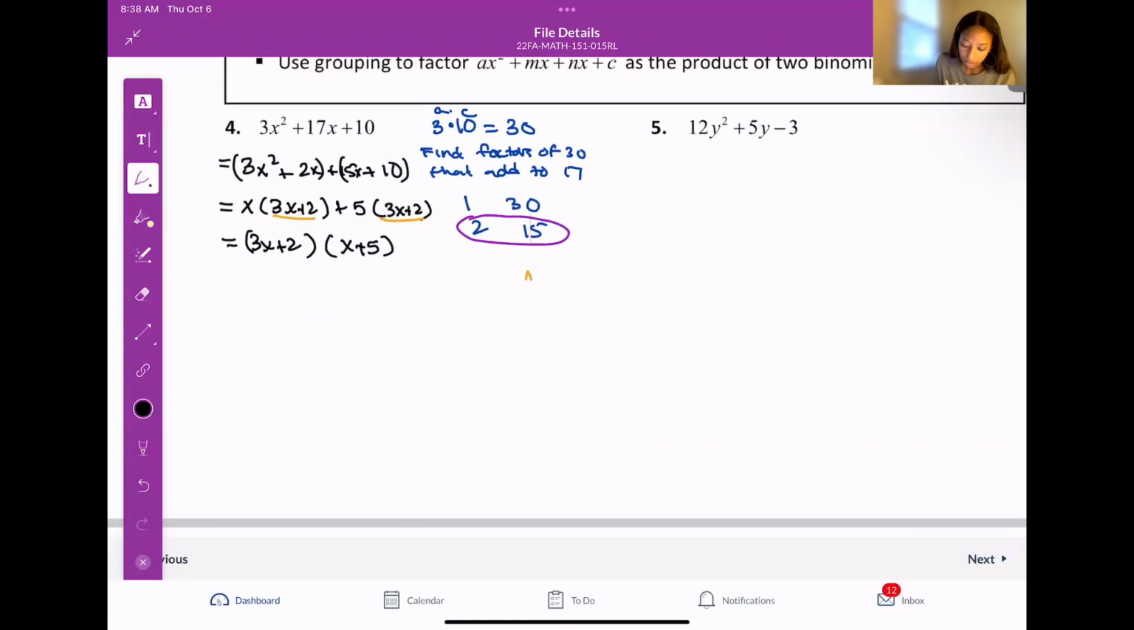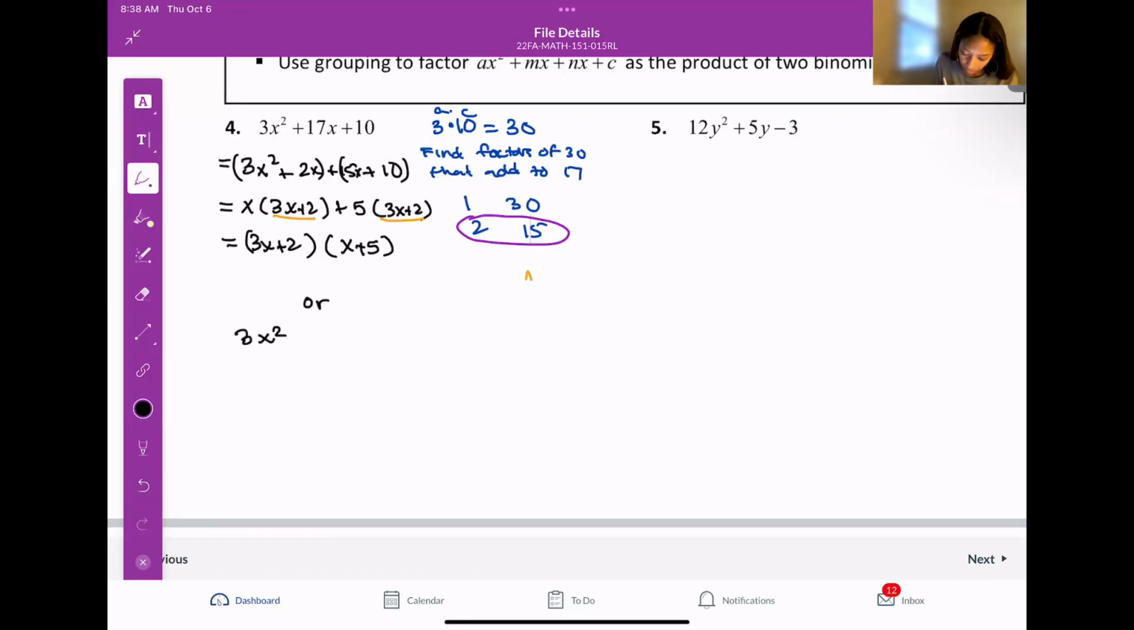All right, quick little note. For my first step, hopefully we all agree that when we multiply our a times c, we get 30. If we multiply 2 and 15, we get 30, and 2 and 15 add to 17. Why did I break up the 17 as 2x plus 15x? What if I did 15x plus 2x? Will it still work out? Yep, it should. So let's do that.